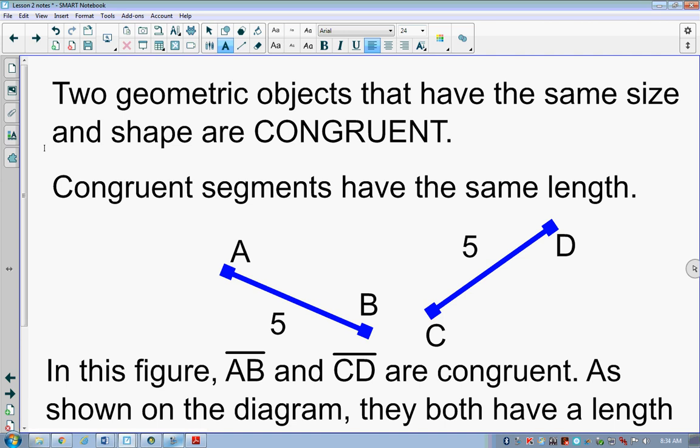So granted, I made these, I didn't necessarily copy and paste, so AB may not visually look like it's the same length as CD in this case, but because I'm telling you they're both 5, we're going to assume that they're the same. Because they have the same length, AB and CD are congruent. Congruent means they're the same size and shape.